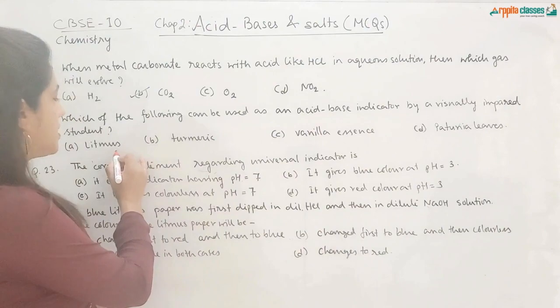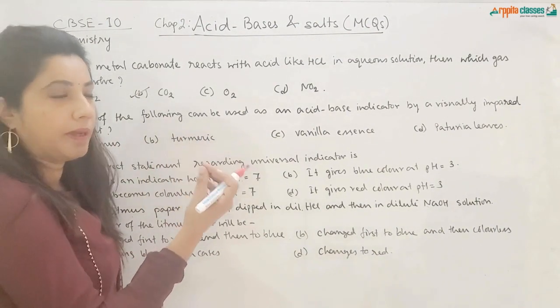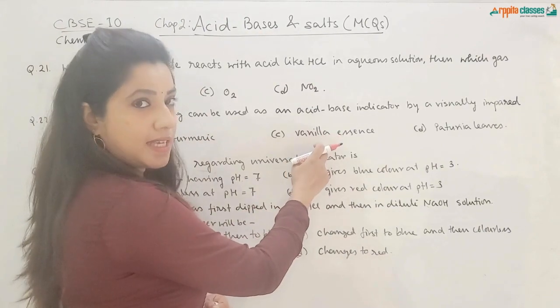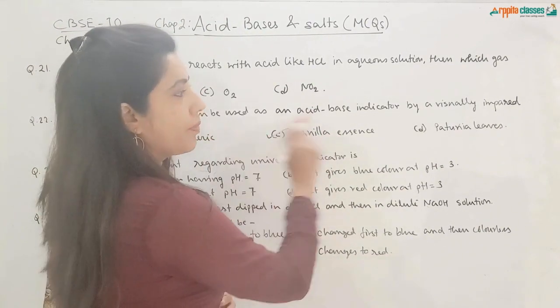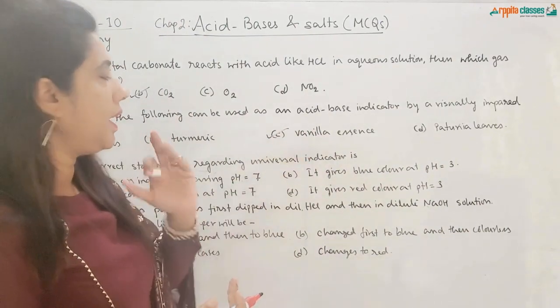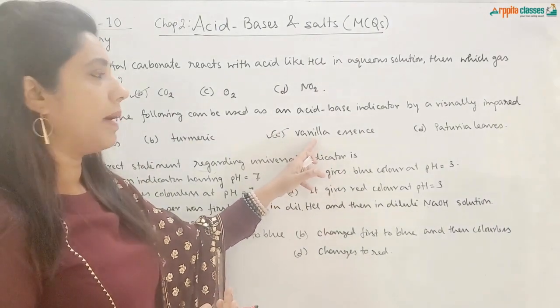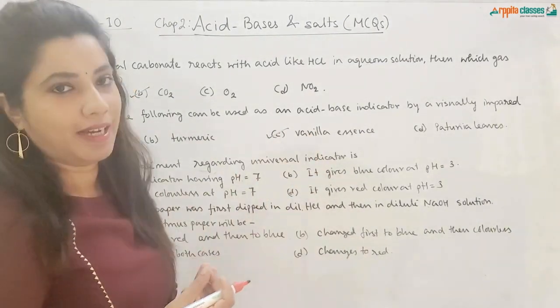Litmus. Litmus is not an olfactory indicator. Turmeric. No. For turmeric also there will be a color change. Vanilla essence is the olfactory indicator. Petunia leaves, again there will be a color change. So the visually impaired student will be able to identify the indicator by the essence. So it will be vanilla essence.